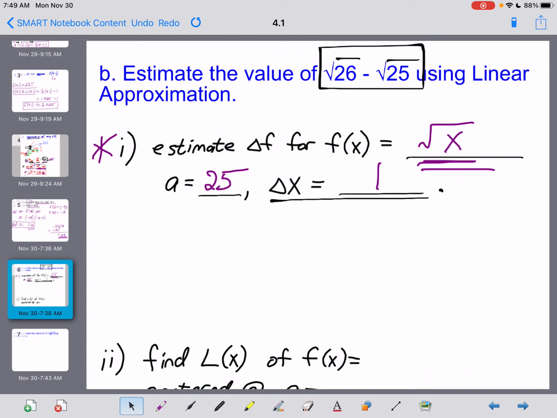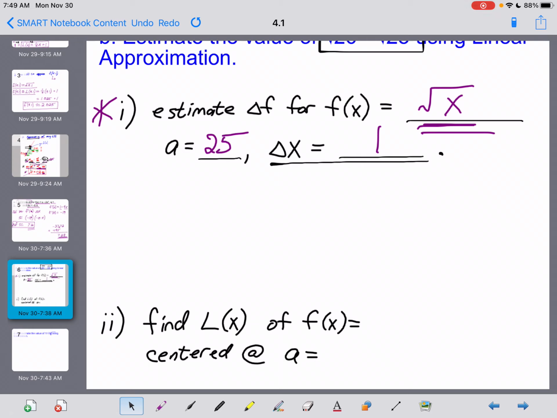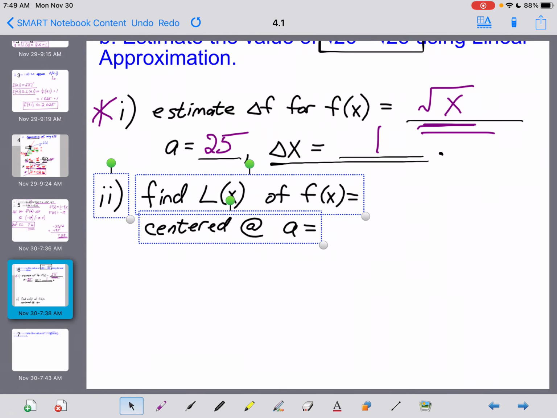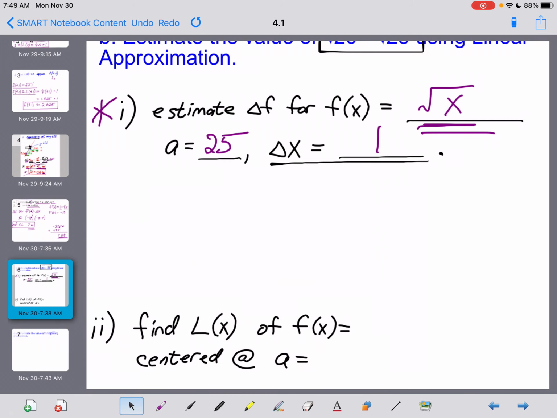Okay, I left myself some room, so let's keep doing what I've written out here in part 2. Let's do what I had written down before, which was to estimate that delta F value. So what have we learned here? That delta F can be approximated by taking your F prime of A value and multiplying it by delta X.